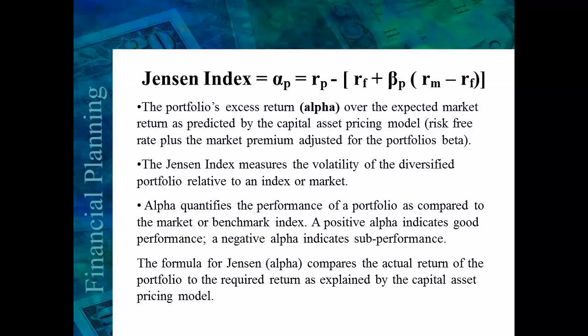Alpha quantifies the performance of a portfolio as compared to the market or benchmark index. A positive alpha indicates good performance. A negative alpha indicates sub-performance. The Jensen Index effectively measures the volatility of the diversified portfolio relative to an index or market.